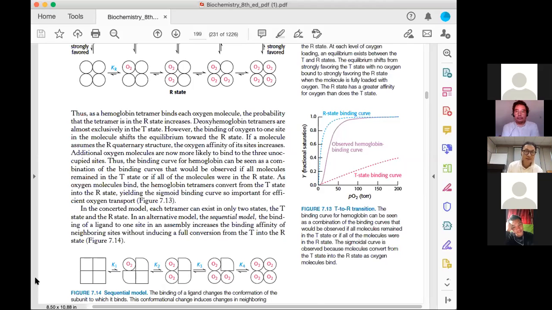And so you can see all phenomena operating in a cooperative fashion, not only in hemoglobin, but also in many life-related behaviors.